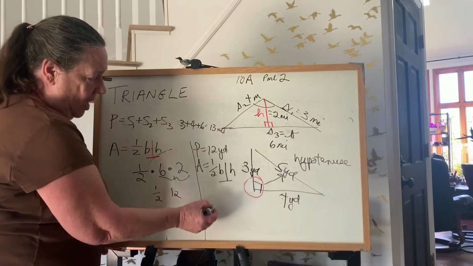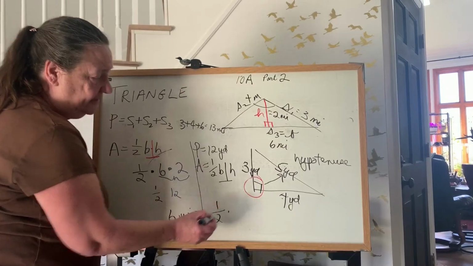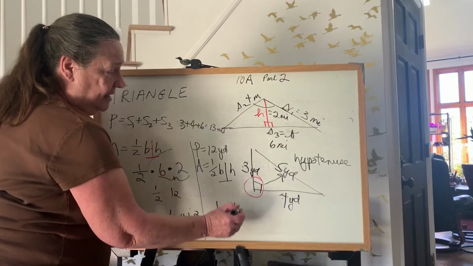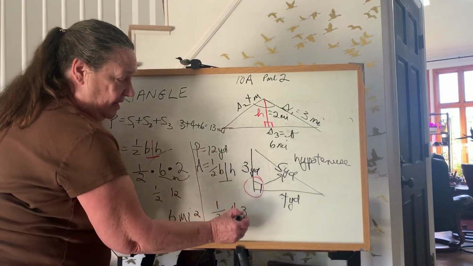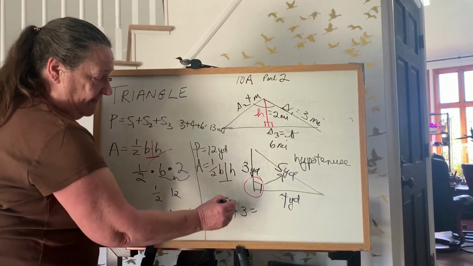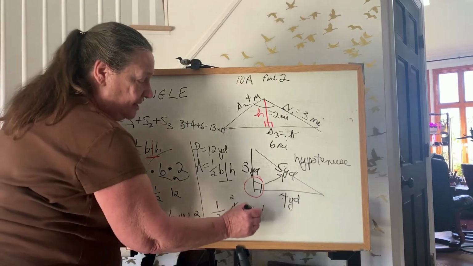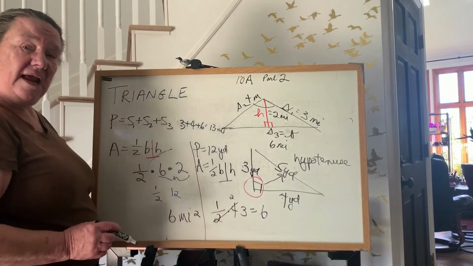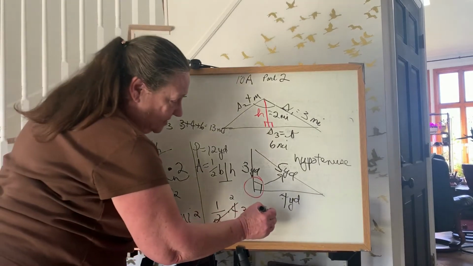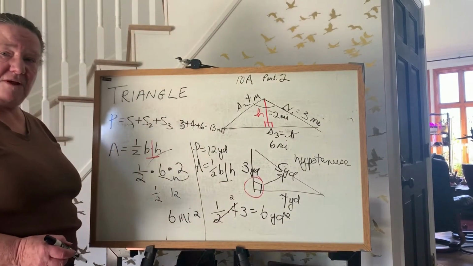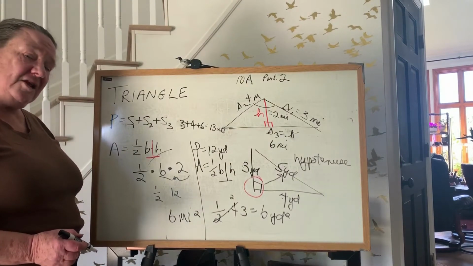So, 1/2 the base, 4, times the height, 3. I'm going to take 1/2 of 4 this time and get 2. 2 times 3 is 6. This is an area, so it's yards squared. Okay? Any question on that?